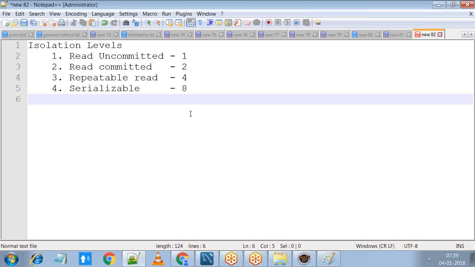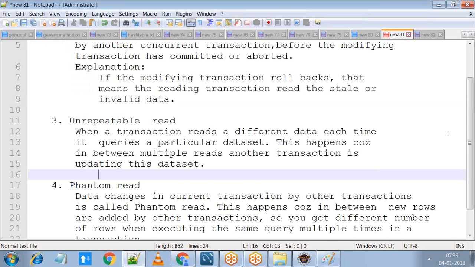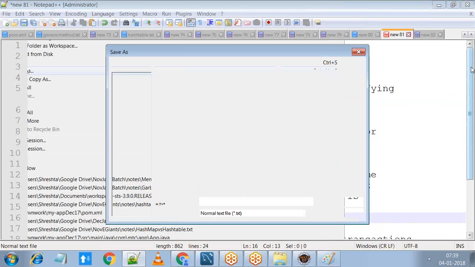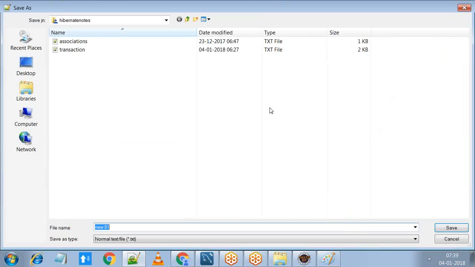So generally, the isolation level is not set to serializable. Yes. So this way we can address these isolation issues using those isolation levels.